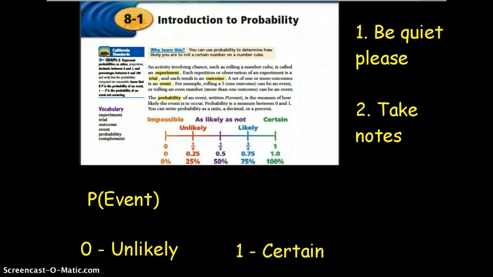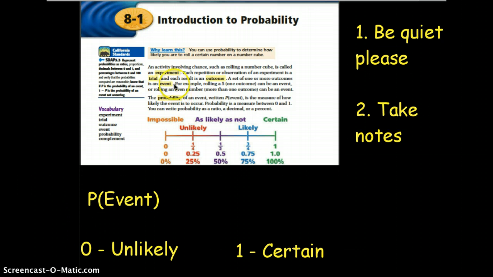Hey there, today we're going to be talking about probability, and we're going to be talking about two types specifically, theoretical and experimental, and we're going to be comparing the two. Before we get started, make sure that you have your handouts. Throughout the video you're going to need to pause it, and whatever I have written down you're also going to want to write down for your notes.